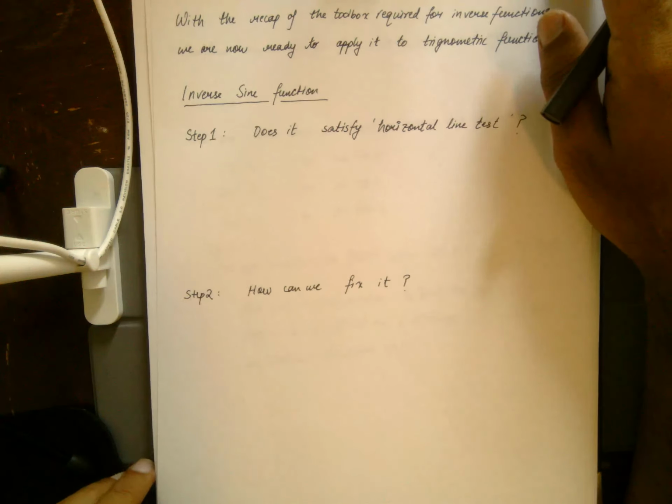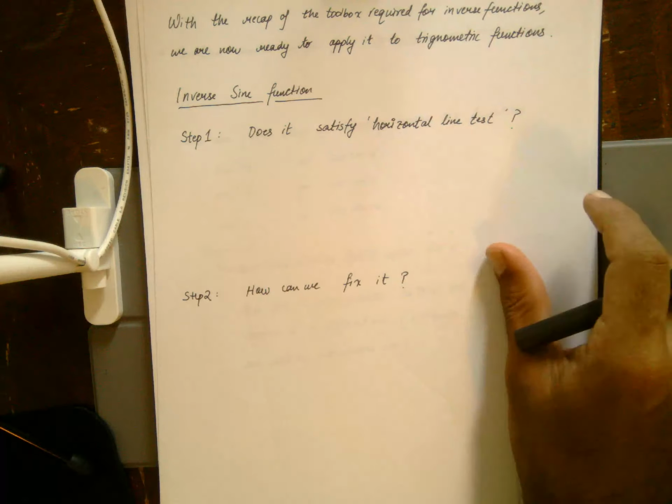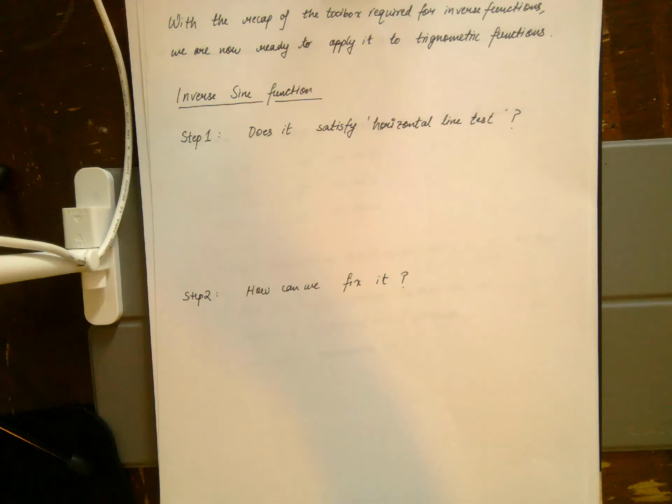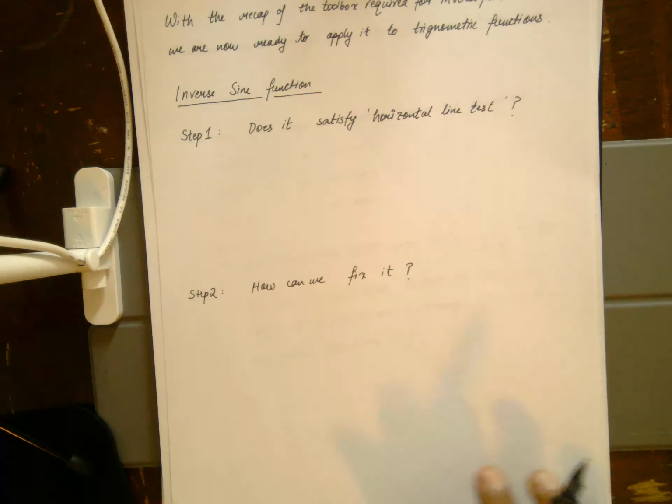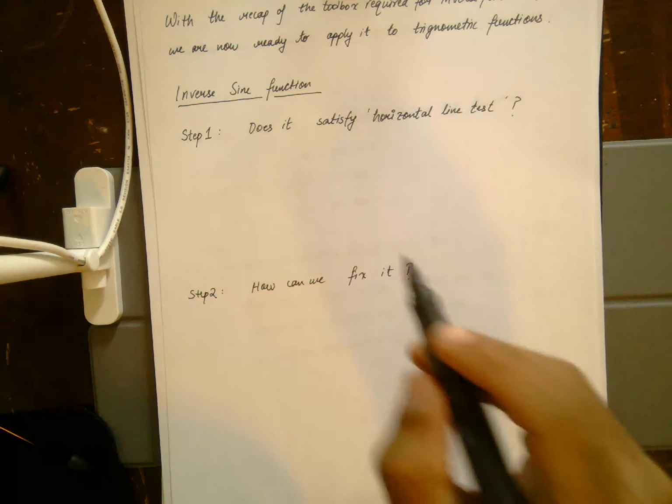So that's a recap of the toolbox required for inverse functions. So the natural question is, the reason we went through all of that is we just recently learned trigonometric functions. So we're going to apply that to trigonometric functions so that we can have inverse trig functions. So let's start with the sine function. Step 1. Does it satisfy the horizontal line test?